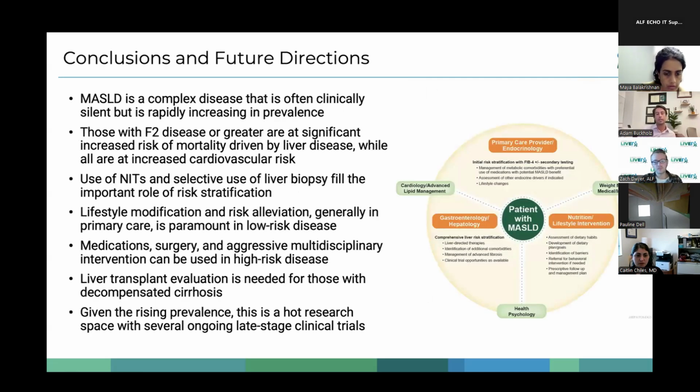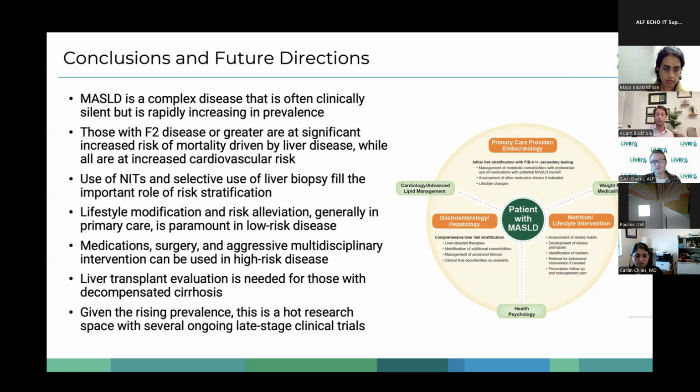So finally, in conclusion, this is a complex disease. It's often clinically silent, but it's really important to accurately stage it because of its increasing prevalence and the outsized role it's going to play in the future of end-stage liver disease. Those with F2 disease have increased risk of mortality driven specifically by liver disease, while everyone is at increased risk for cardiovascular disease. Using non-invasive tests and then selective use of liver biopsy can help to risk stratify and decide who needs more intensive care of that massive 35% bucket.